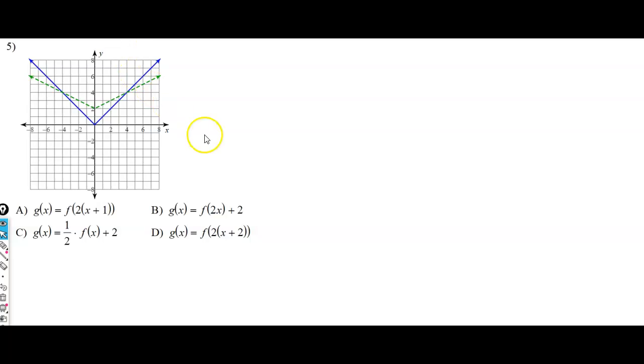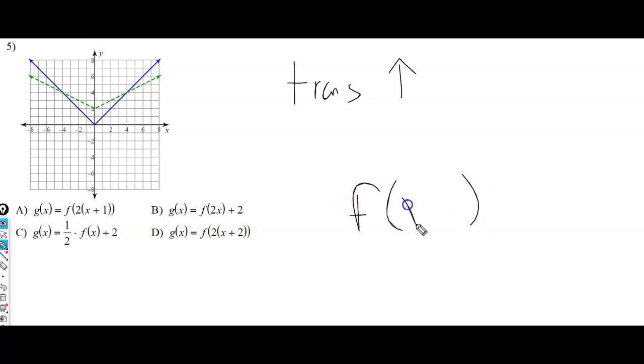Take a look at another example. Now, for this one, it's been shifted up. So definitely see that we have a translation going up a certain amount. Now, on your function, to be able to translate up, that means you have to add a number out here, okay? But you'll also notice the shape is different.